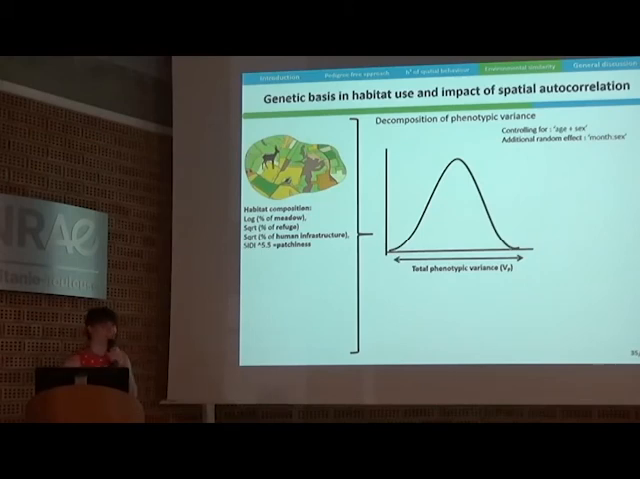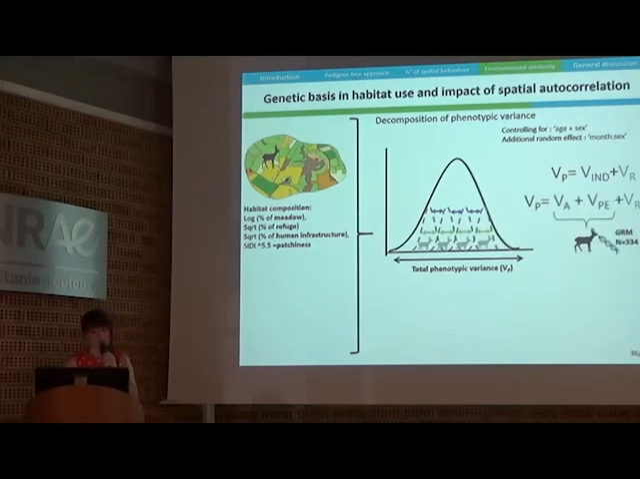So to do this, this time we considered environmental composition, habitat composition. We decomposed the phenotypic variation of percentage of meadow, percentage of refuge, human infrastructure, and patchiness inside the home range. We did it as usual, so first among- and within-individual variation, and then we went a little further with genetic and permanent environmental variation. And finally, we also applied the spatial proximity method.